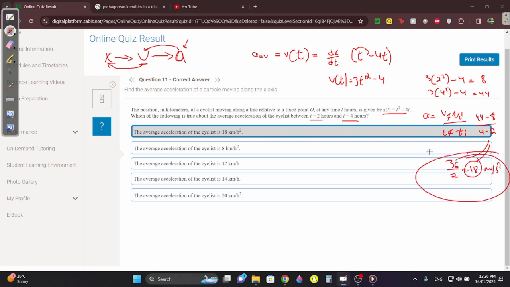Sorry, kilometers per hour squared, because they gave kilometers and hours. That's the only choice anyway. The unit doesn't matter, it's the number that matters. That's how you solve question 11.